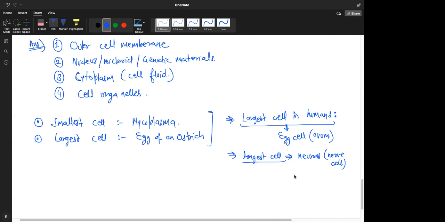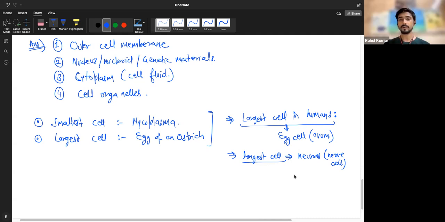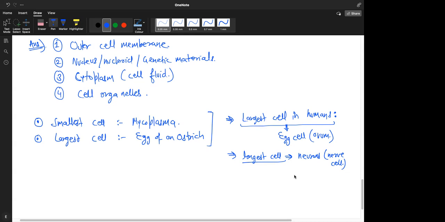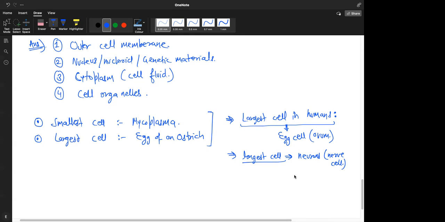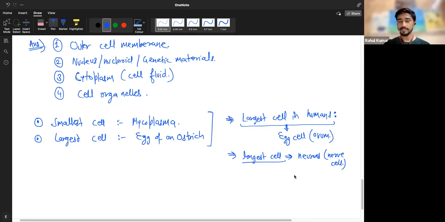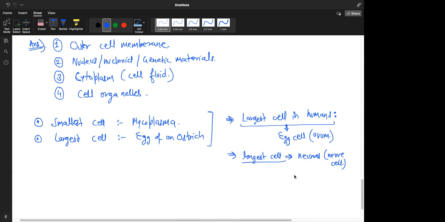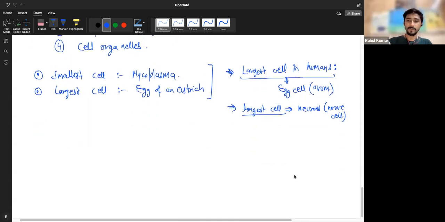And the same thing happens with the leg. Is your hand longer or your leg longer? Leg. Yes. So from the spinal cord to the tip of your toe, there is one single axon going. So this is the length of the longest nerve. So is it kept like that inside the body? Let me tell you how it happens. It's very interesting.